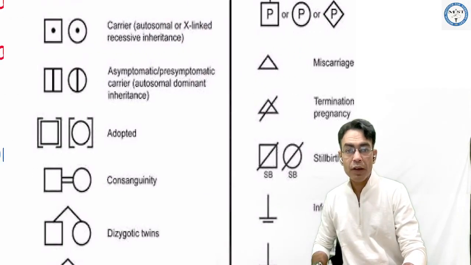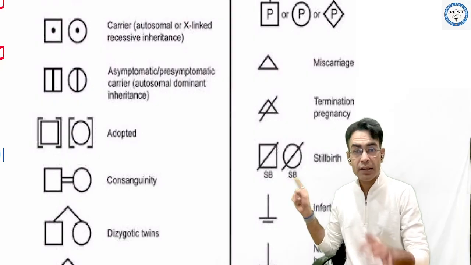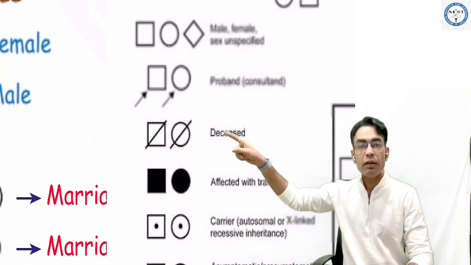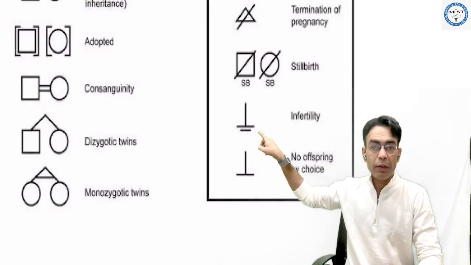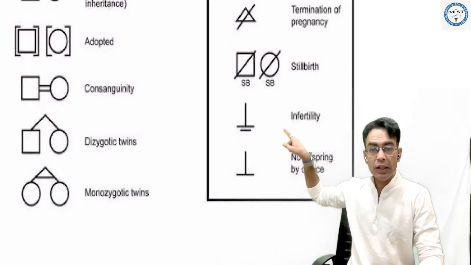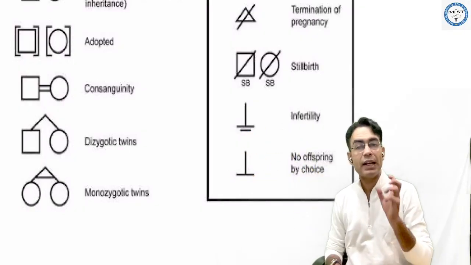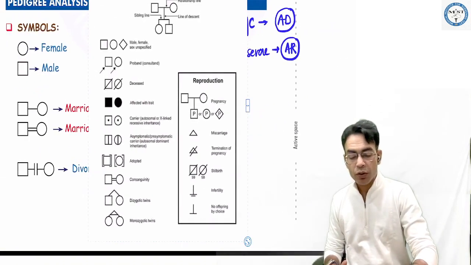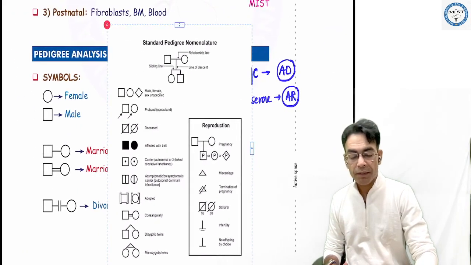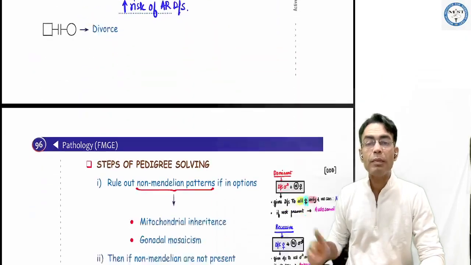Now see what is the difference between this and this. Here they have written SB. This is stillbirth. Here it's dead. Then if they have a perpendicular sign with a line, infertility. And if there is only a perpendicular sign, that means the couple has decided not to have a child. Now we have to learn it, we have to understand it to solve the pedigrees.